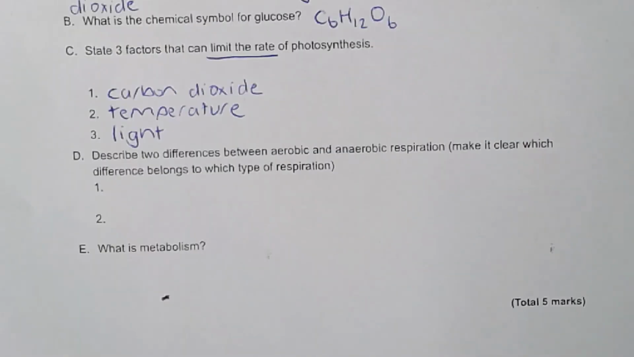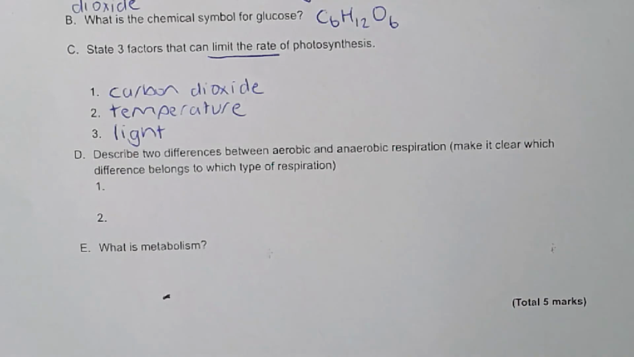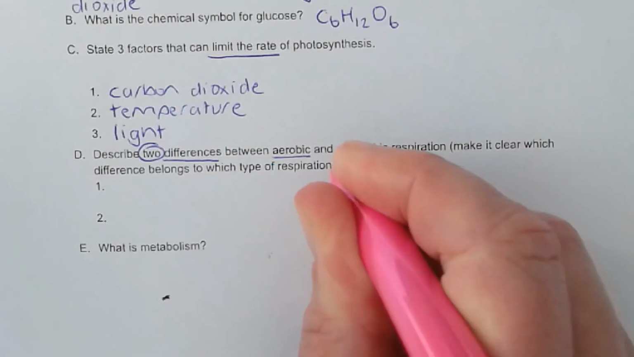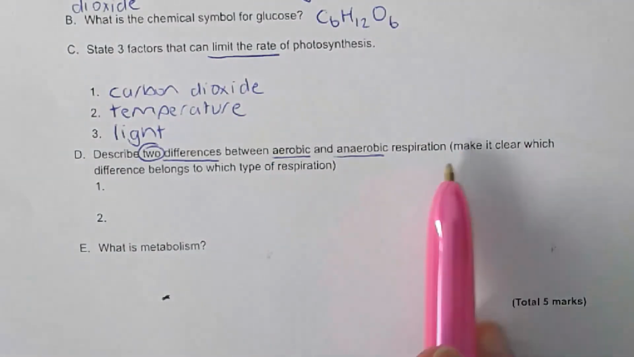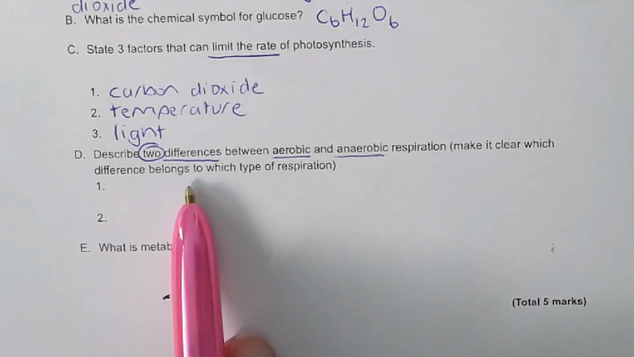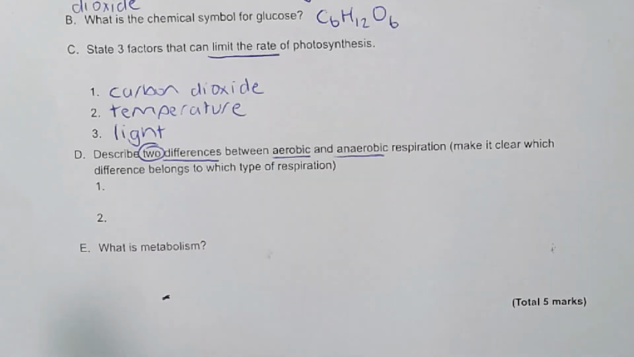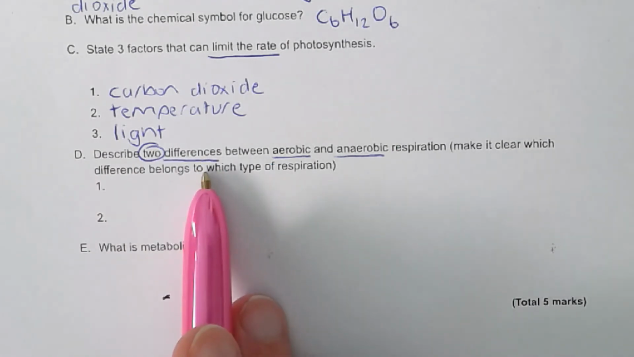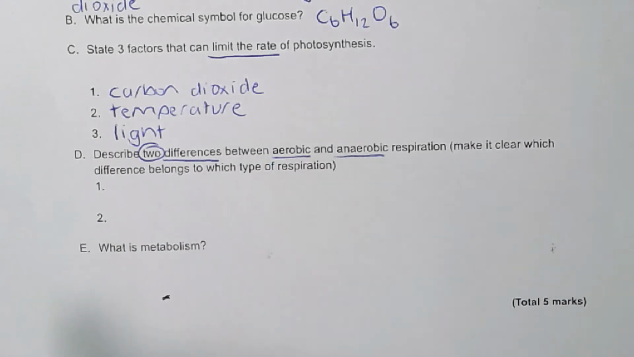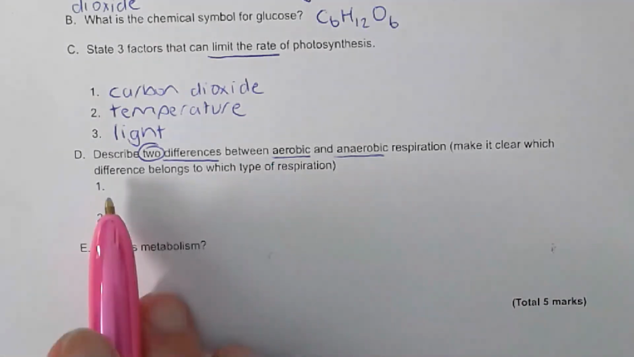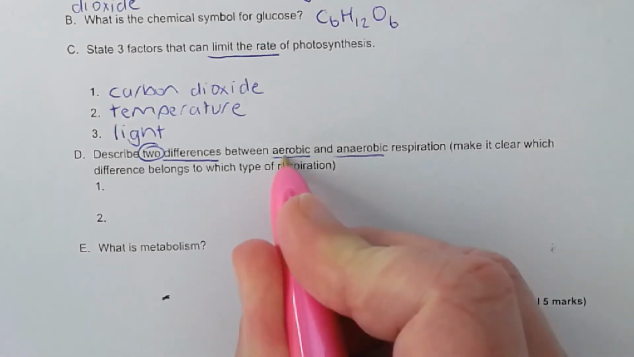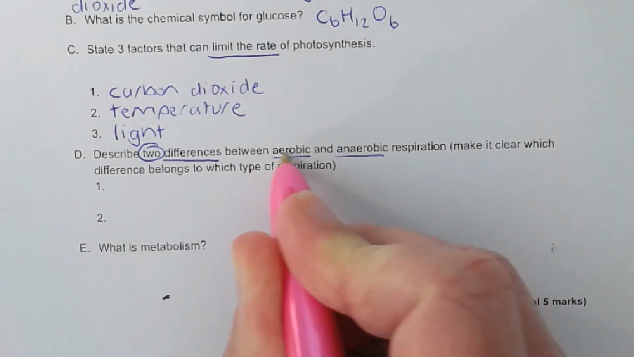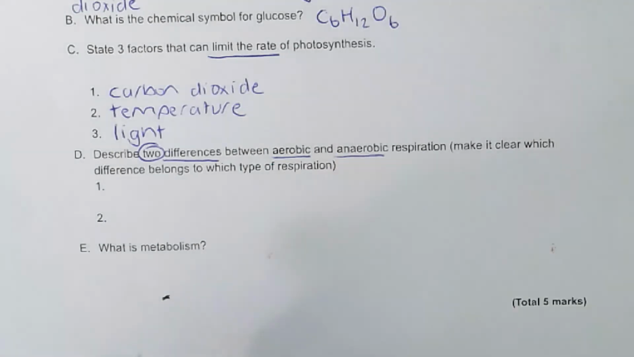Okay, question D. Describe 2 differences between aerobic and anaerobic respiration. It has actually got a little hint here. Make it clear which difference belongs to which type of respiration, and that's really important when we're doing a differences question, when we're doing a compare question, because it's basically asking you to compare two things about aerobic and anaerobic respiration. Okay, so our first one is quite easy. We've got air and anair, air with oxygen, anair without oxygen.